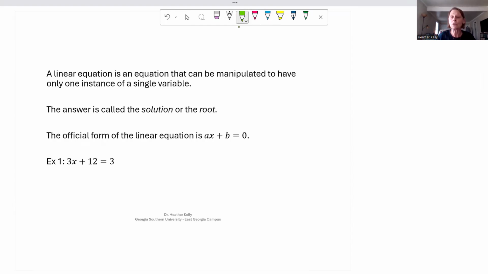Okay, and the official form for a linear equation is ax plus b equals 0. And these standard forms are always set equal to 0. And this plus could be plus a negative number, but just for ease, we always default to a plus sign.